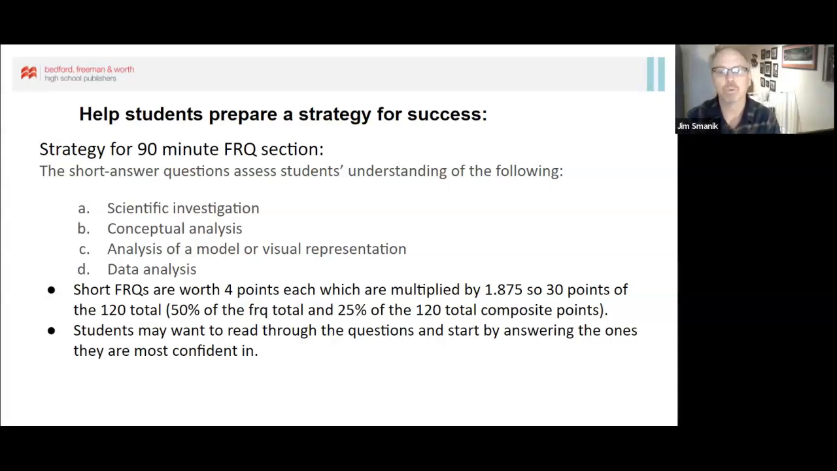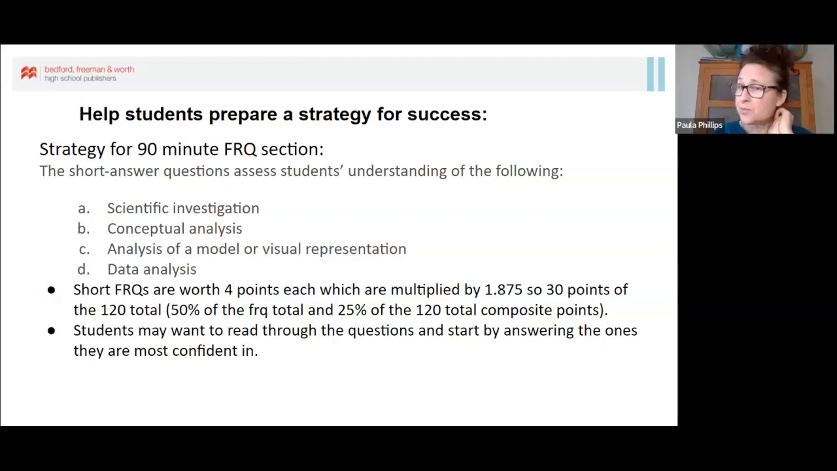Students may want to read through the questions and start by answering the ones they know. I joke with my kids. I said, answer the easiest one. Say, I kicked your butt. Get confidence, take a deep breath, and then go on to the next one. They're kids. It's get them believing, coach them up.